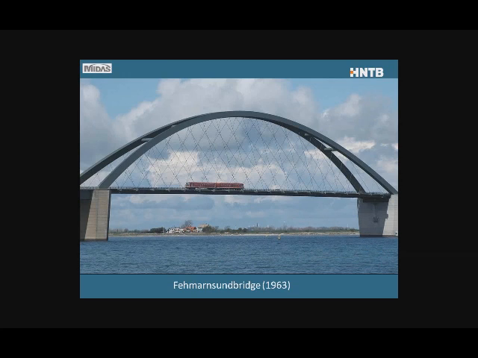Here's another network-tied arch that was also constructed during that time, the 1960s. It's not a Ph.D design, but it's probably inspired by him because he was in contact with the engineers that designed this one. This is the Fehmarnsund Bridge in northern Germany. And I will use this to illustrate what a network-tied arch is.